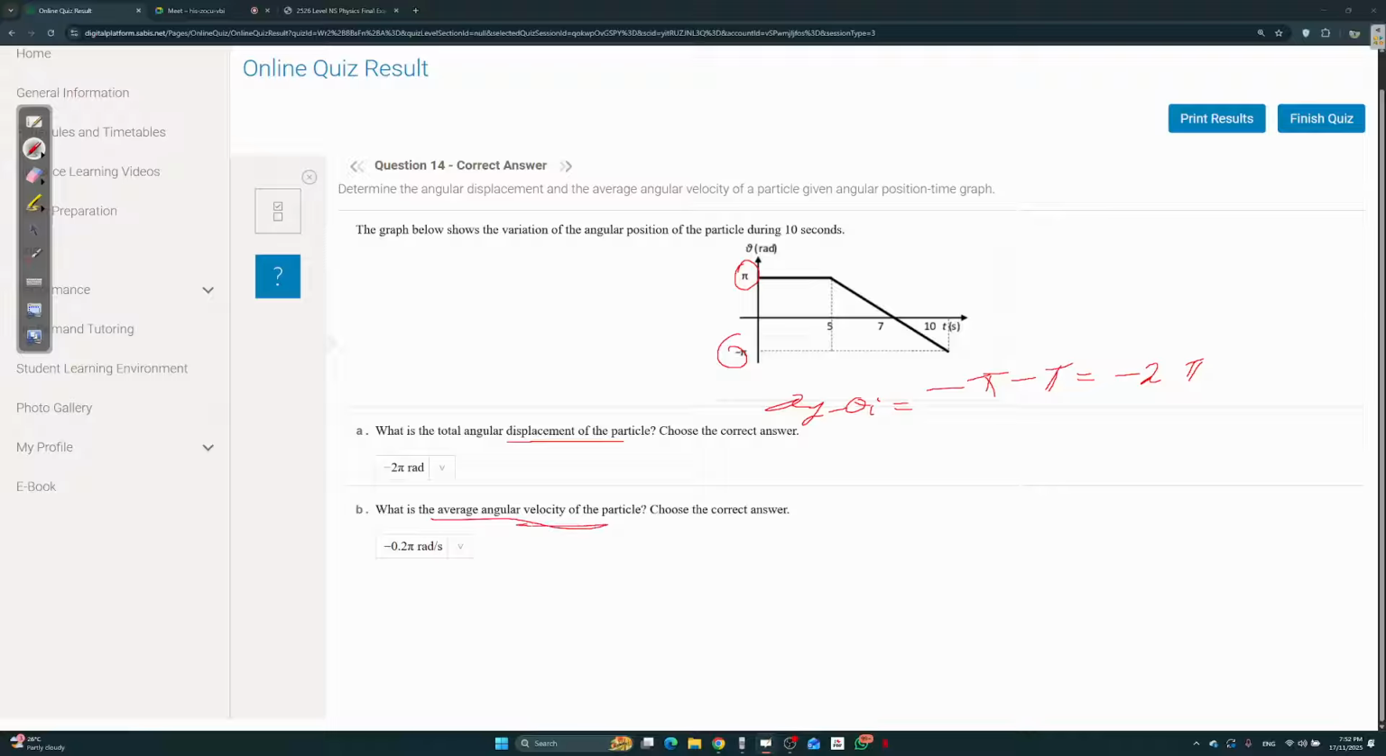What is the average angular velocity of the particle? Angular velocity is equal to change in theta divided by change in time. So it's negative 2 pi divided by the time 10 seconds, which is negative 0.2 pi rad per second.